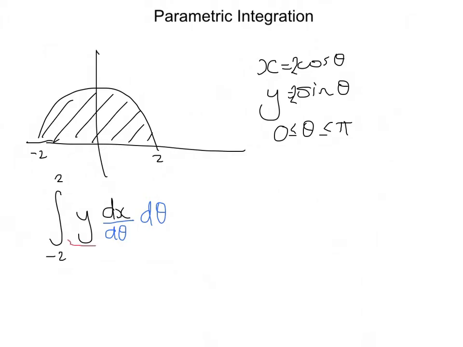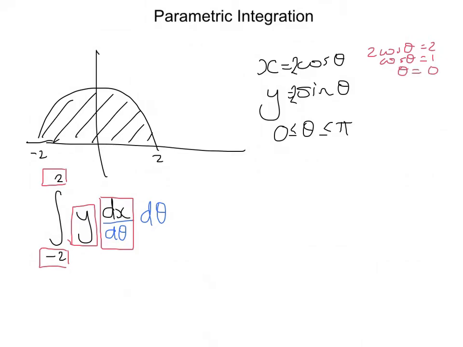So we need to substitute in the y. That's easy. We need to substitute in the dx by d theta. We need to substitute in x is minus 2 in terms of theta, and x is 2 in terms of theta. So what's our integration going to and from? Well, at this point here, where x is 2, then 2 cos theta equals 2, which means cos theta equals 1, which means theta equals 0. So that's that top limit, ready to change. That's changing to a 0.